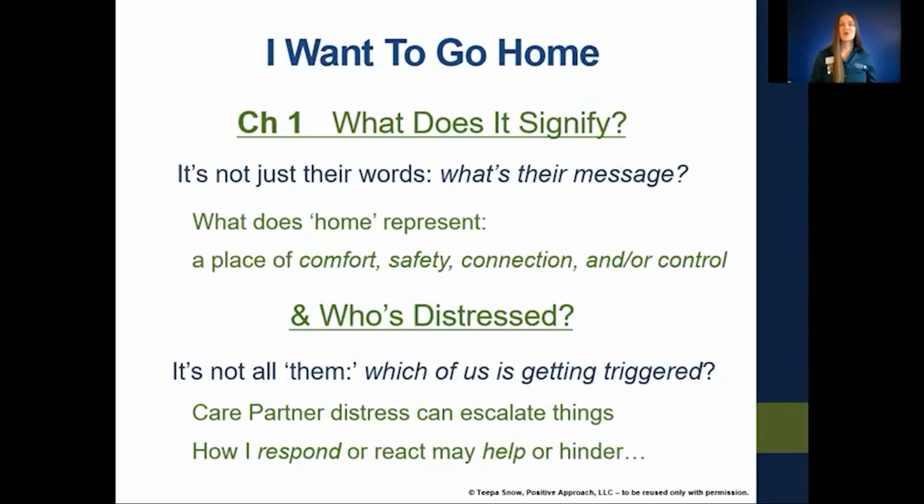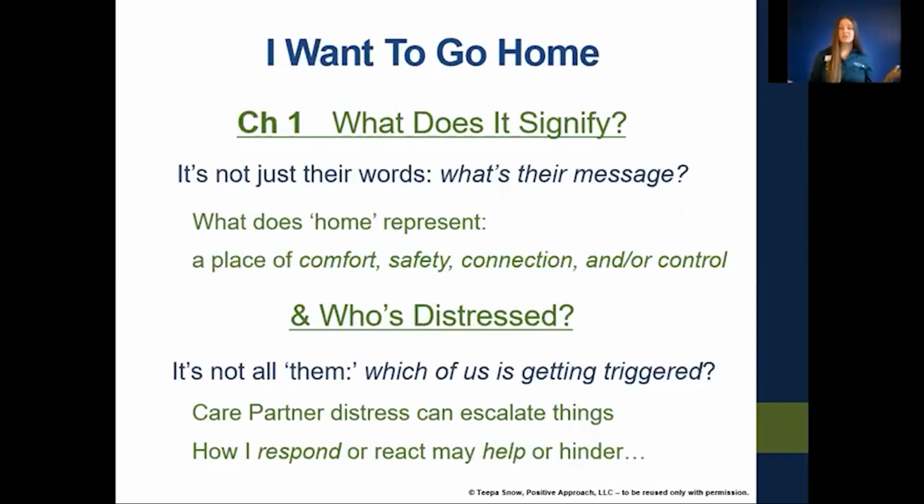Jess again. So we finished chapter 1. What does it signify, this want to go home? And hopefully we've realized, well, it's not just their words. What's their message? What's the message that we can discern from their communication? And what does home represent? Commonly, it's a place of comfort, safety, connection, and/or control.